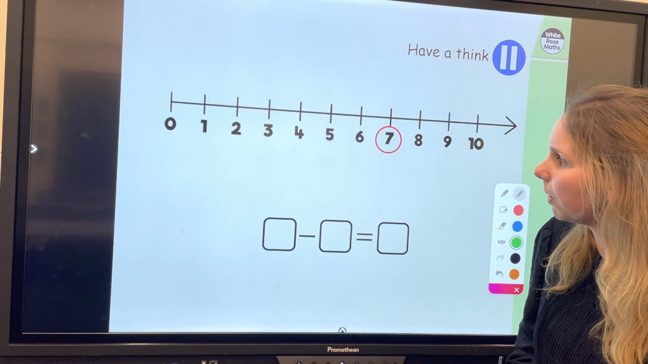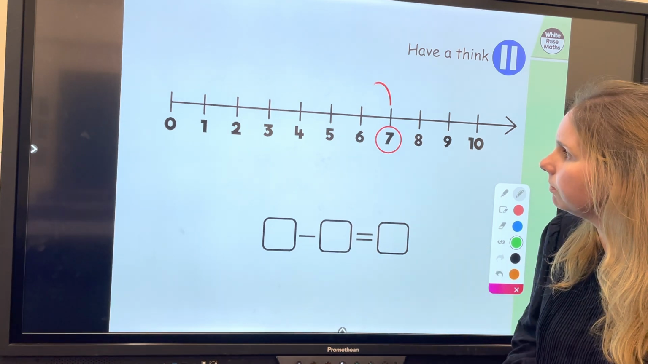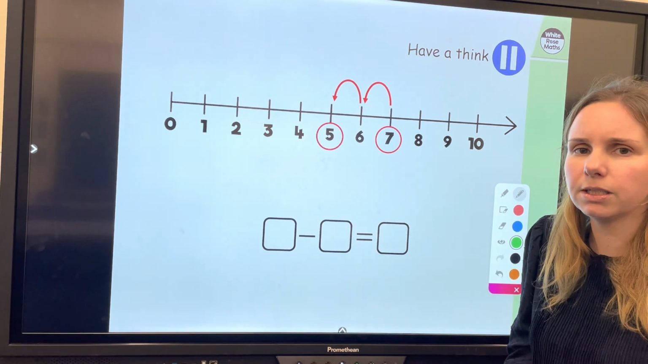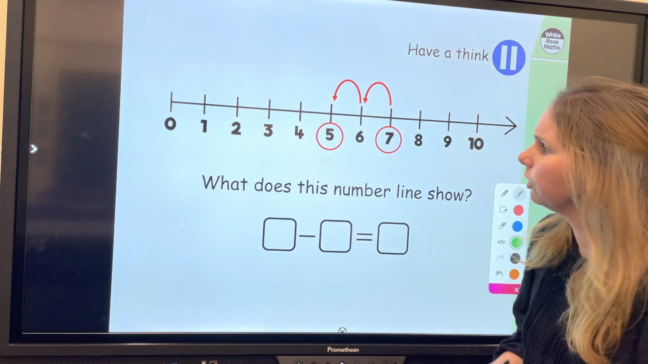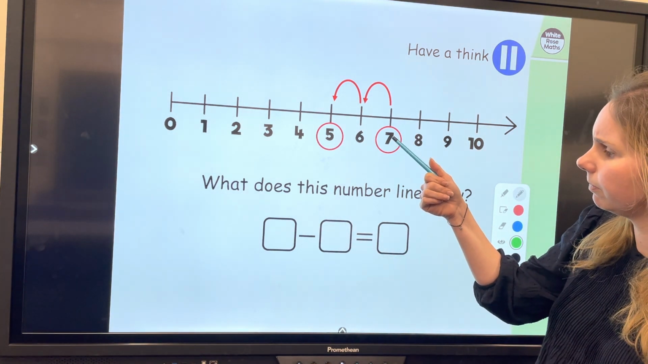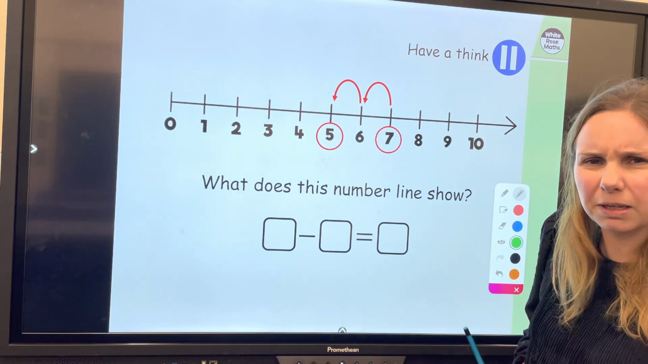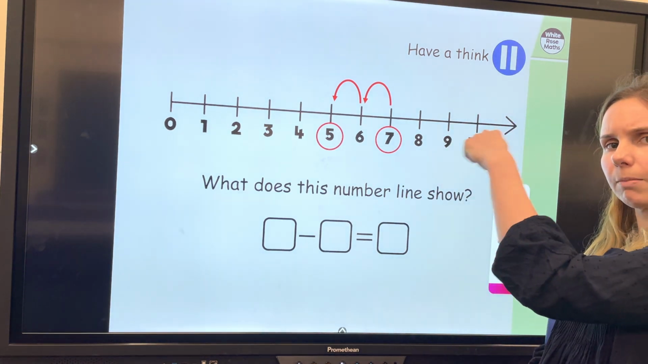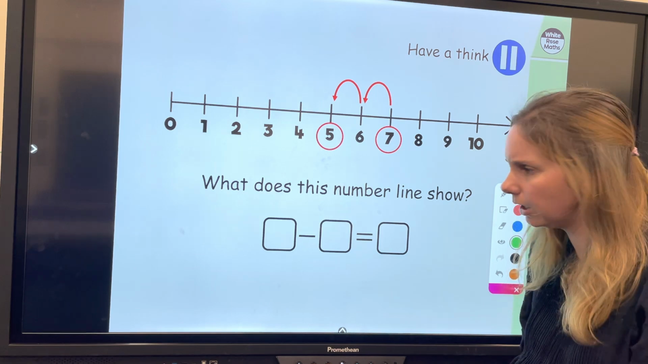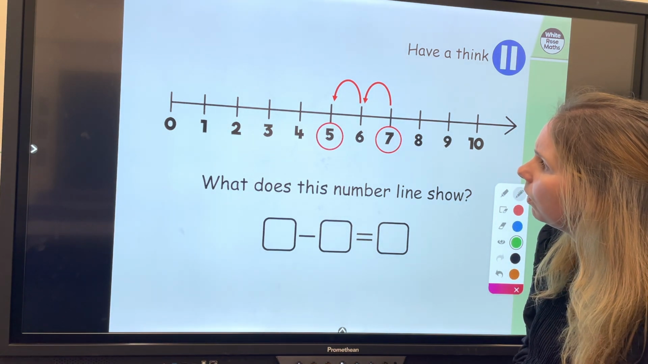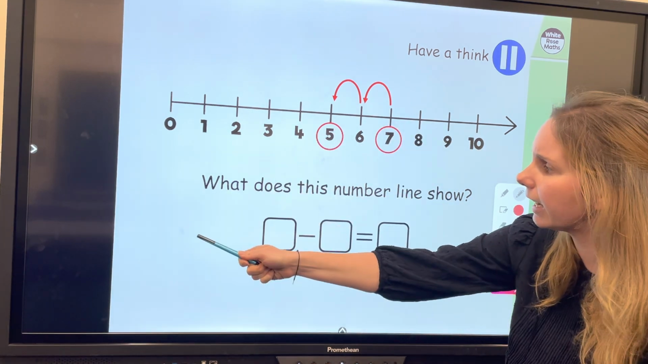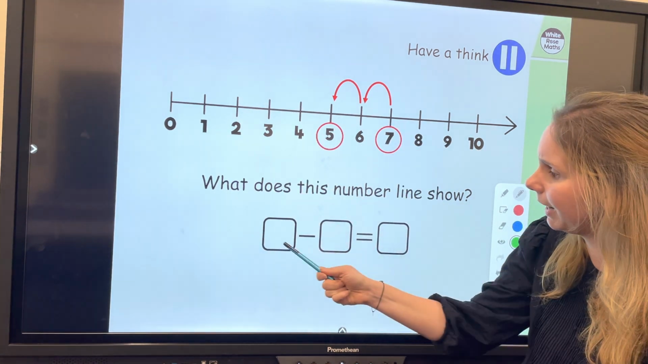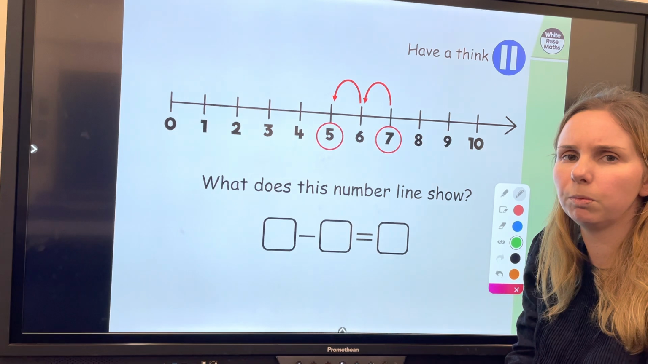Let's have a look at this one. Ooh, 7. We're doing some jumps back. What does this number line show? And what am I doing? Am I adding or am I subtracting? Tell your adult at home. What are we doing? If we're going this way on the number line, we're going back. So have a go at writing this number sentence to show what we've done.